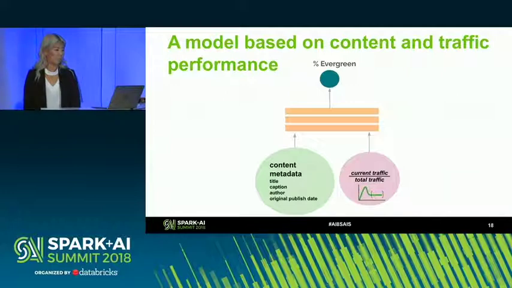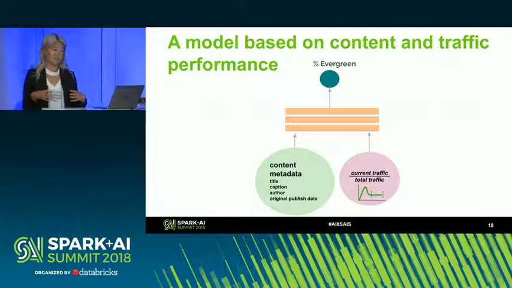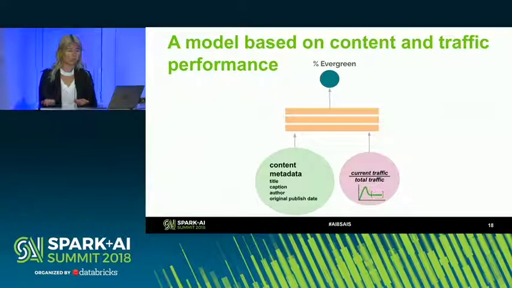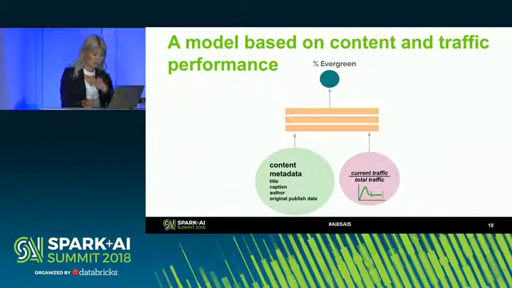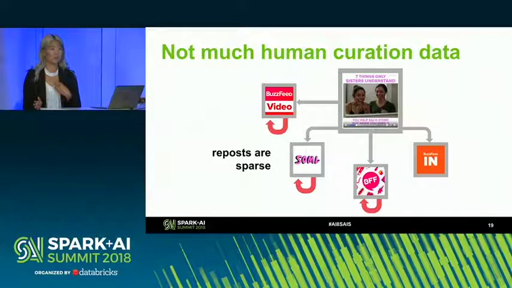So we ended up putting all this traffic data and just metadata about the content itself, like the title, and feeding both as features into this deep neural network that outputs the percentage probability that it's evergreen. So that ended up working out well. But I haven't even talked about our training data yet. So this was a big problem.